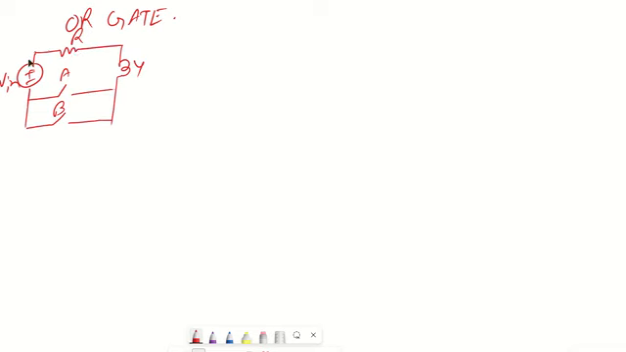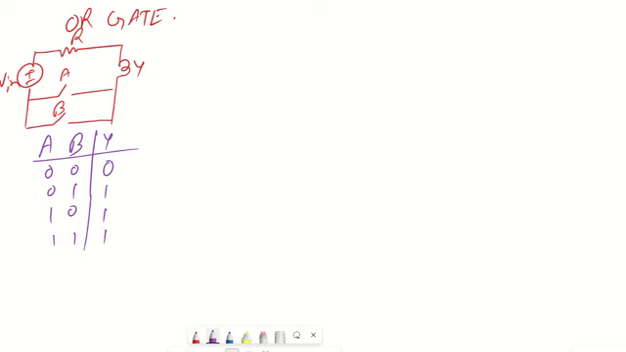So this is the OR circuit. You can see my table can be written as A, B and Y: 0 0, 0 1, 1 0, 1 1. My output will be 0 only when both are 0. Otherwise, if any of them or both of them are on, my output will always be 1. In the max term expression, wherever it is 0, I can take that term, so it is nothing but A plus B. So Y is equal to A plus B. This is my OR gate expression.